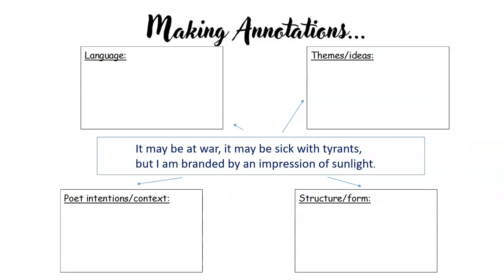So, as I said, you need to do your deeper annotations on 3 main quotes. So I've picked 3 for you. The first one I've picked is the one that says, "It may be at war, it may be sick with tyrants, but I'm branded by an impression of sunlight." You've got 4 boxes to fill in here, looking at the language, any themes, structure and form, and then thinking about the poet's intentions and the context.